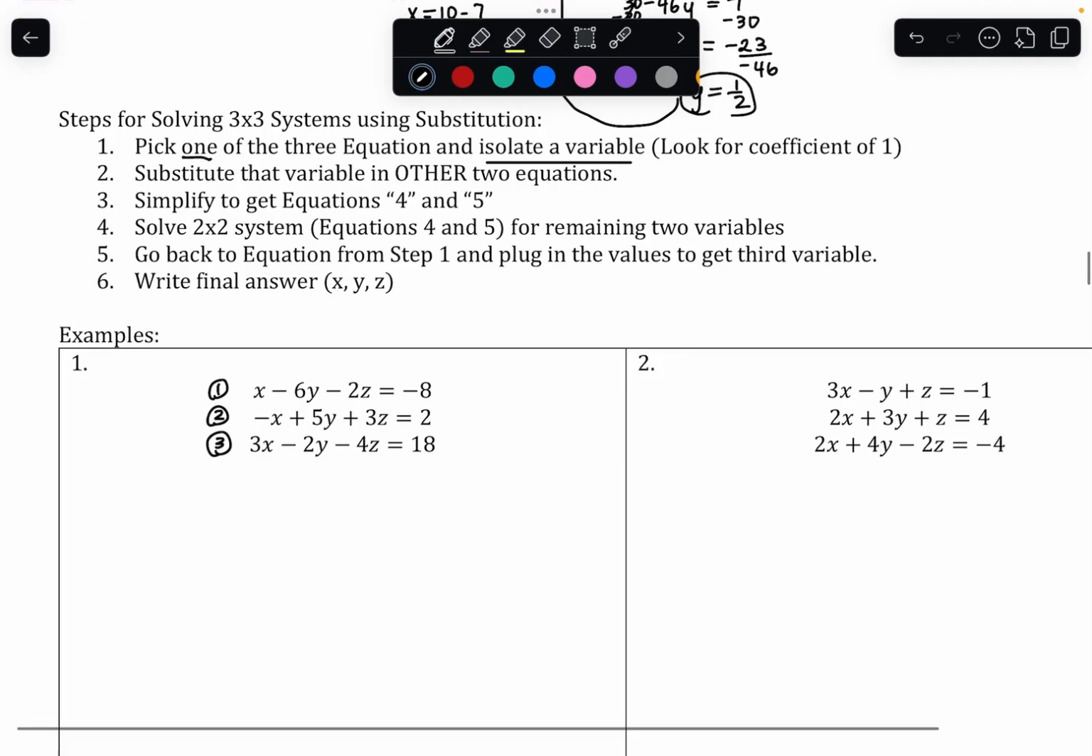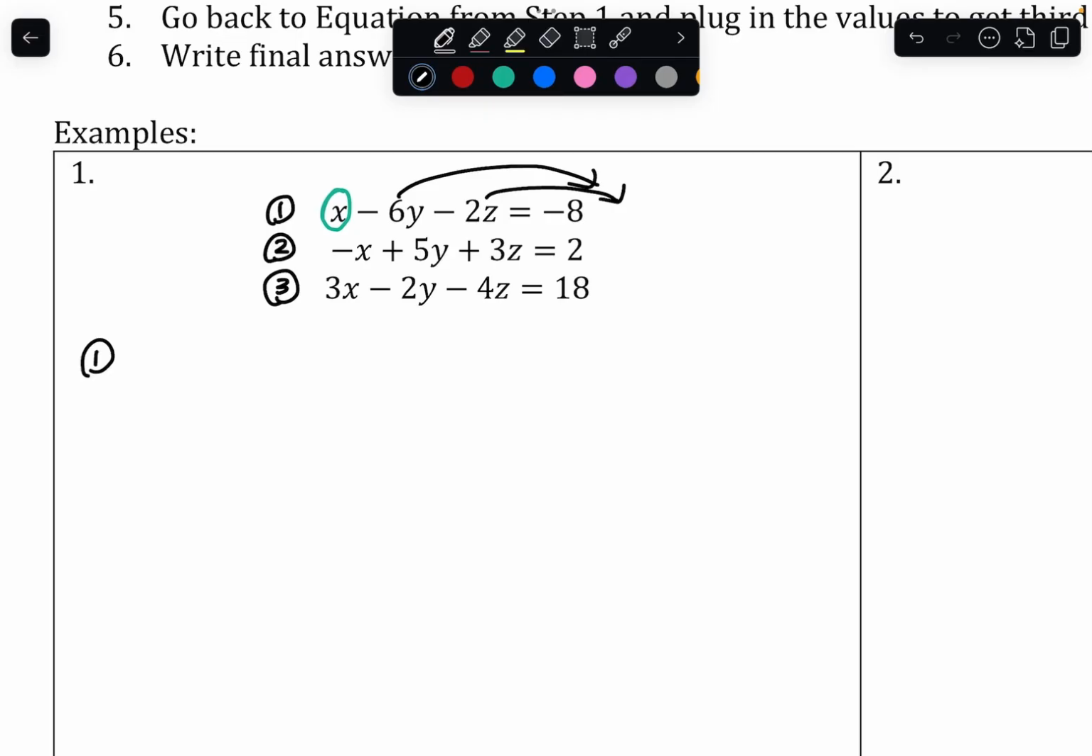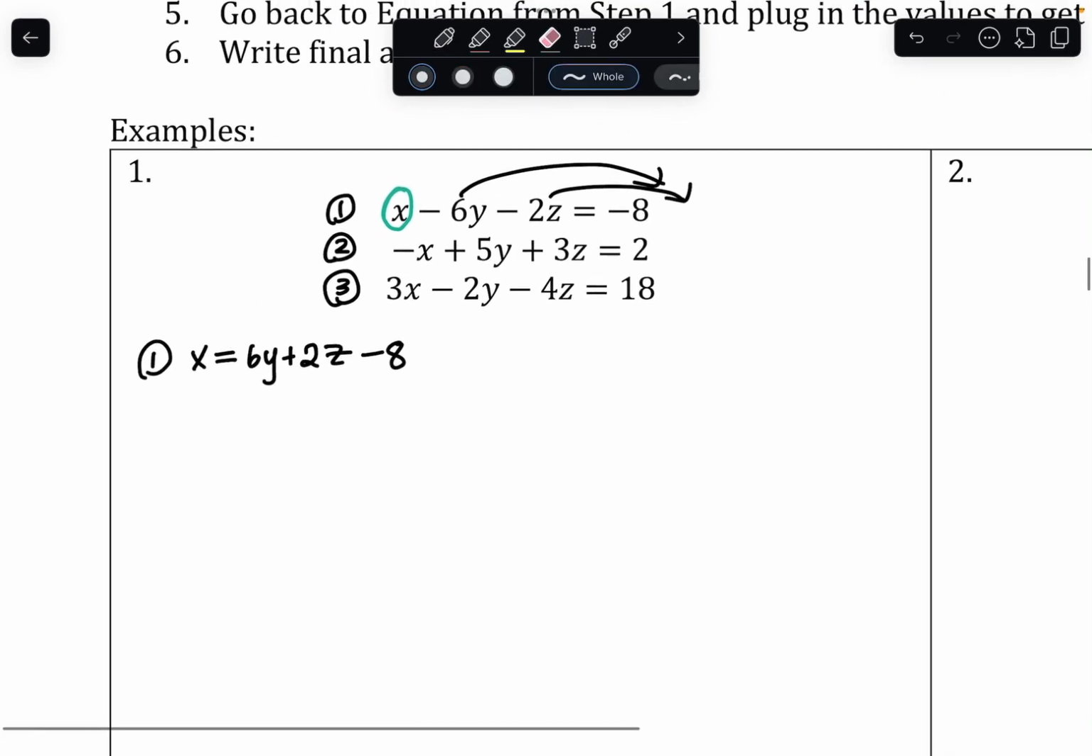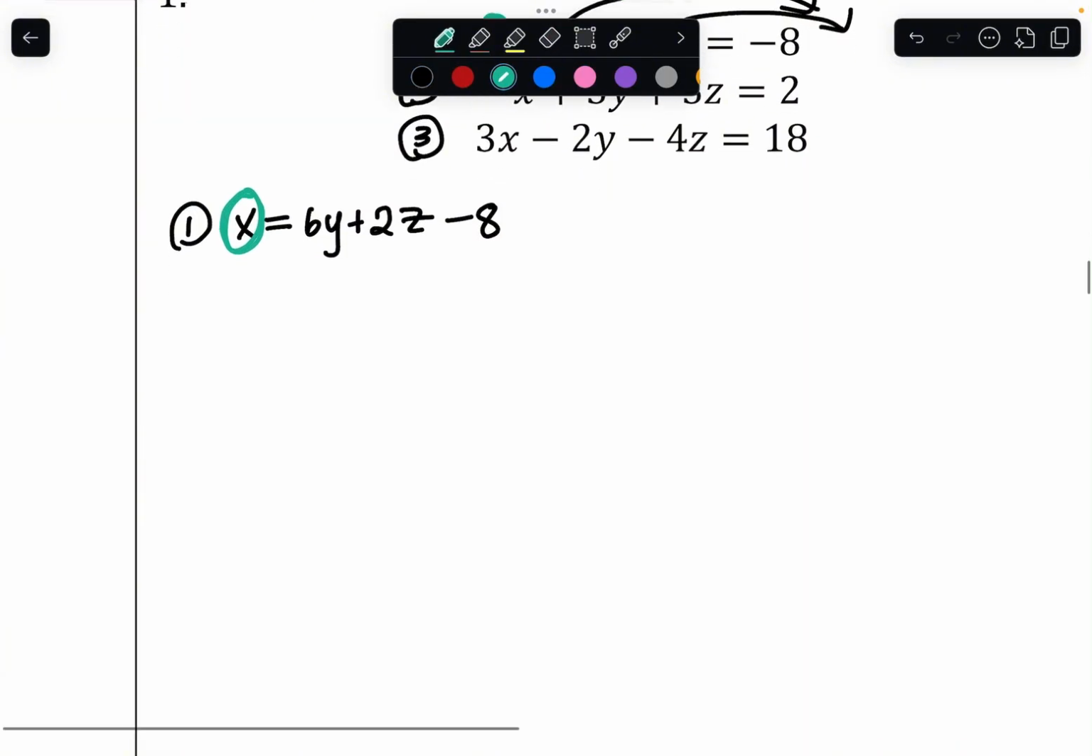We're going to look for a coefficient of 1. I think in equation 1, it would be easy to isolate x. So in that case, we need to move the rest to the other side. Okay, so equation 1: x equals positive 6y on the other side, positive 2z, and then minus 8. Do your 2's with the loop, z's with the bar, so 2's don't look like z's and vice versa. Now that we've solved for x, he's the player getting subbed out of the game.